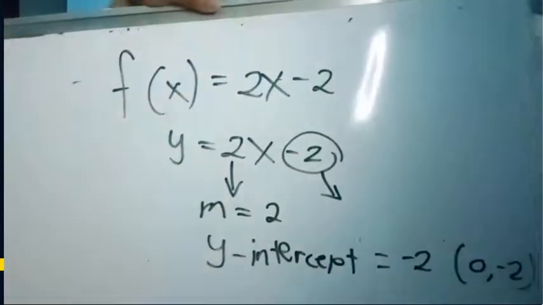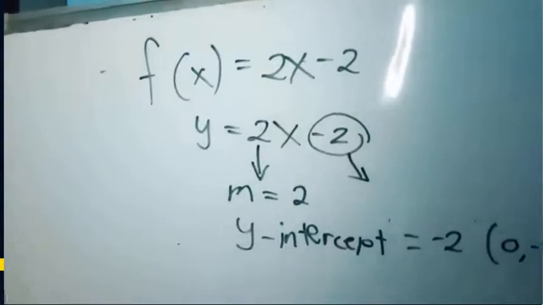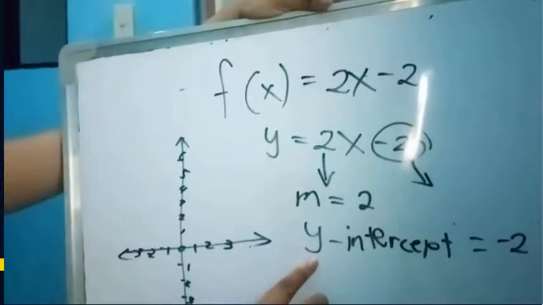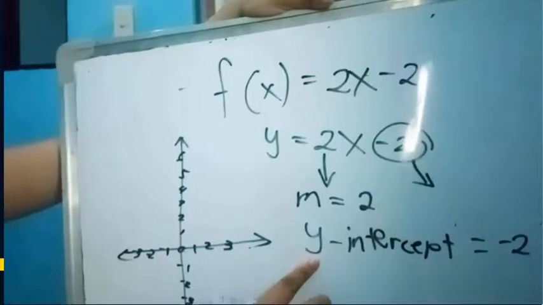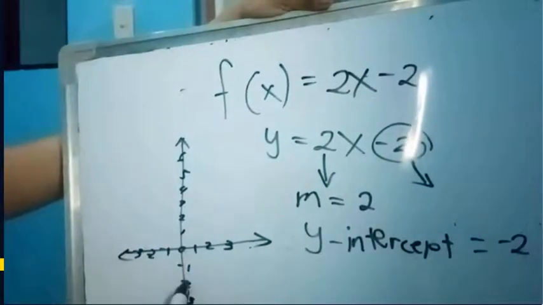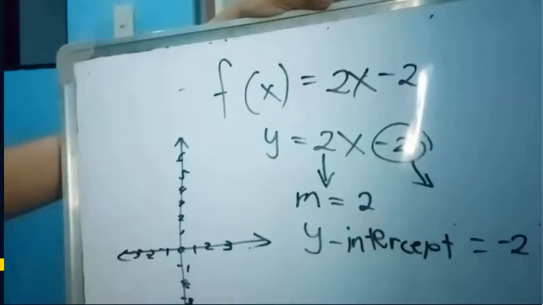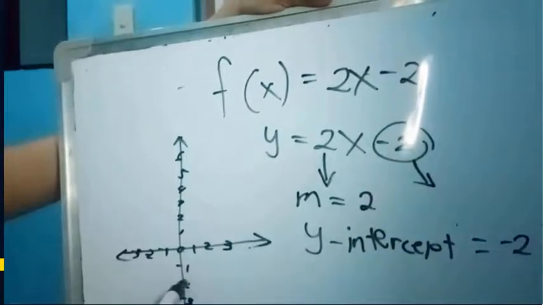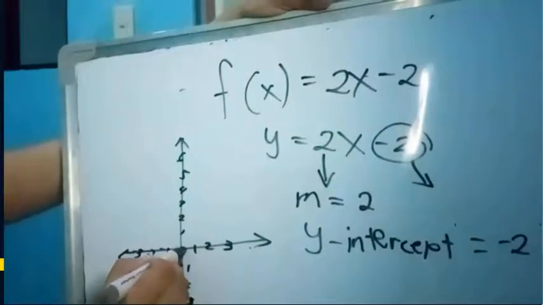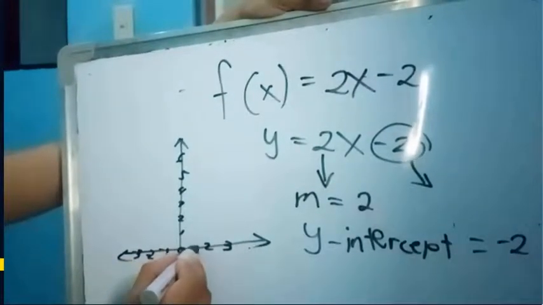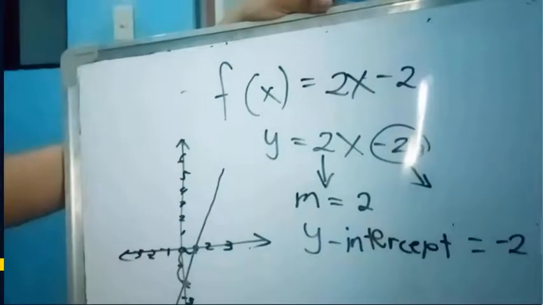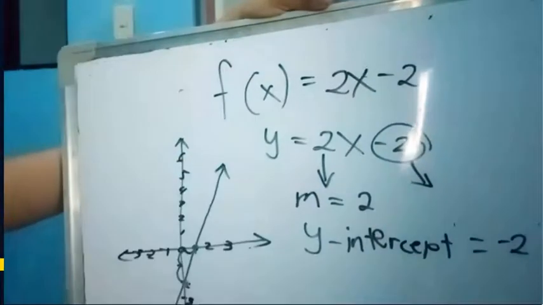Next, let us graph this given equation. The y-intercept point is (0, negative 2) along the y-axis. Then the slope is positive 2, so we rise 2 units, then go 1 unit to the right. This will be the second point. Then connect the two points, and we have the graph of the linear equation.